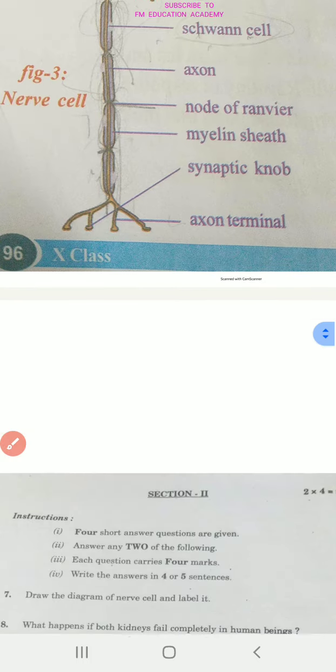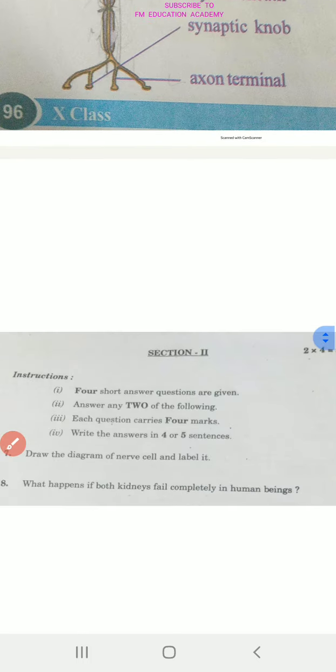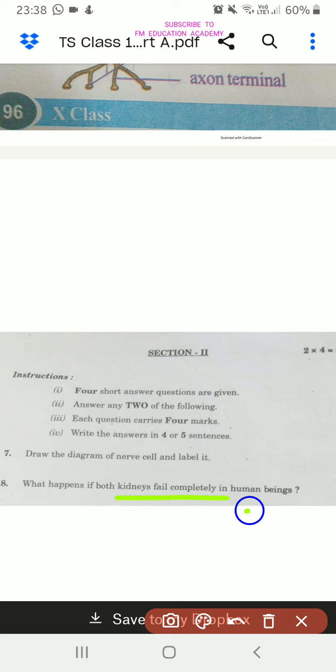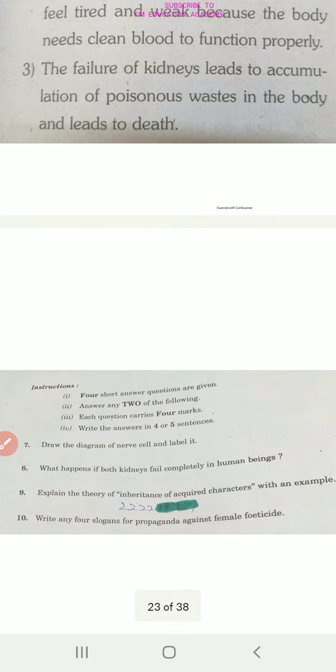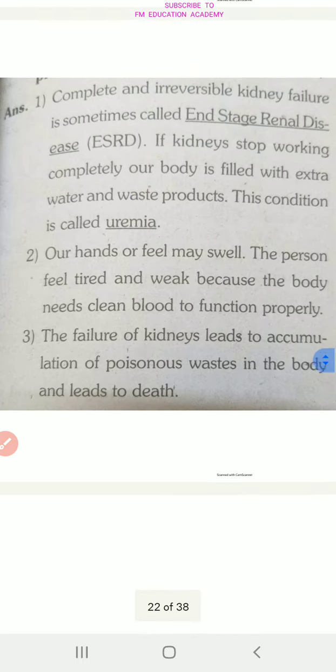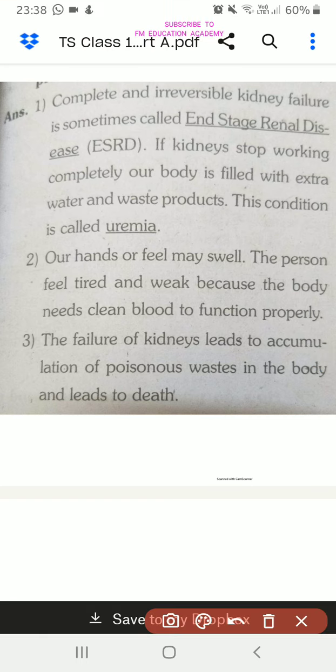Next question is, what happens if both kidneys fail completely in human beings? So the answer to this question is, complete and irreversible kidney failure is sometimes called end-stage renal disease, that is ESRD. If kidneys stop working completely, our body is filled with extra water and waste products. This condition is called uremia. That is the answer. And since it is a 4-mark question, I need to write the full explanation.